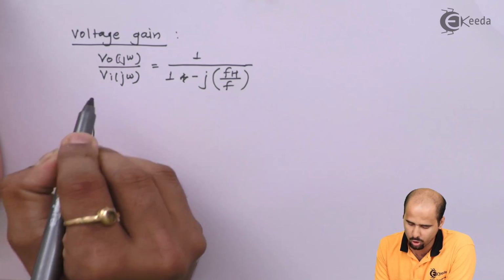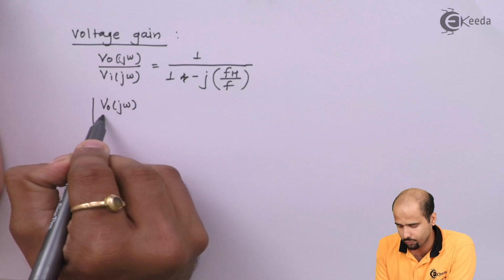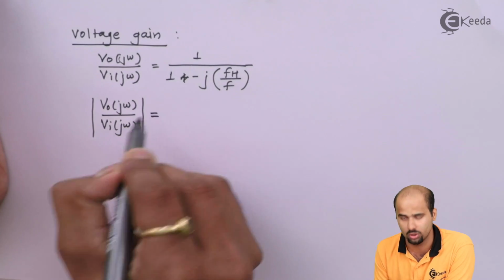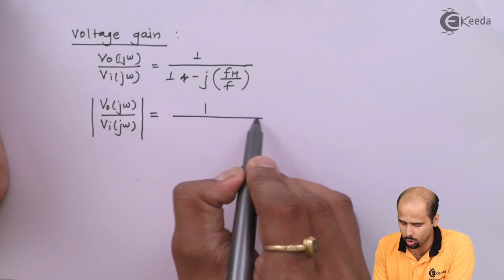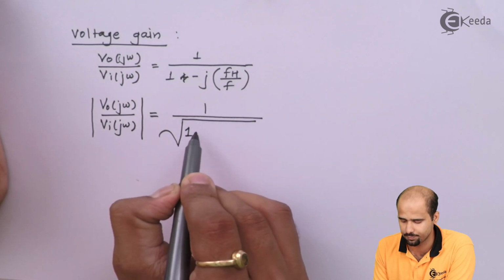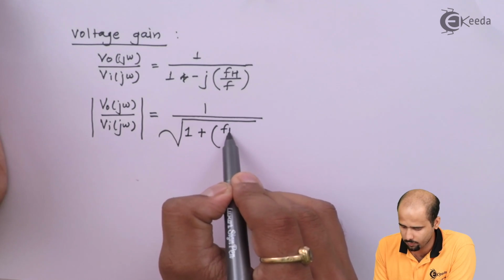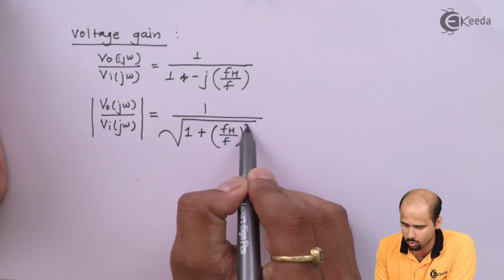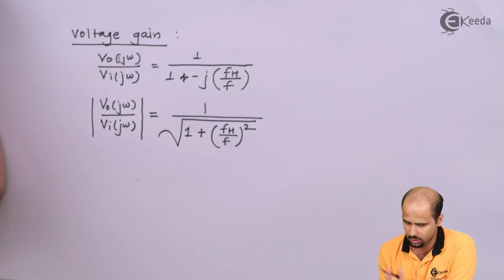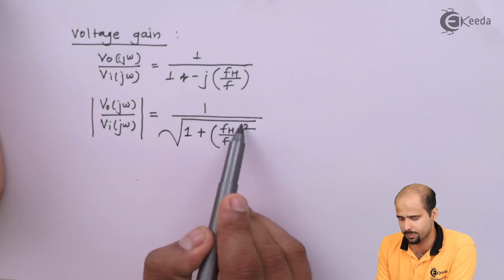So basically we are more or less interested in terms of strength, in terms of magnitude only. So Vo of j omega divided by Vi of j omega, magnitude will become 1 upon square root of 1 minus plus fH divided by f the whole square. Now as far as this magnitude is concerned, we will learn case by case. Okay, we will change the frequency with respect to this particular fH.